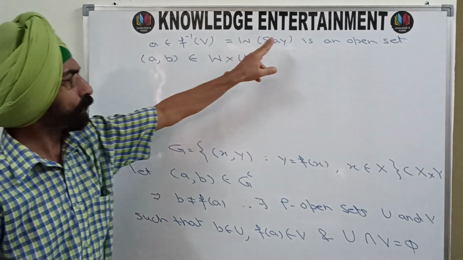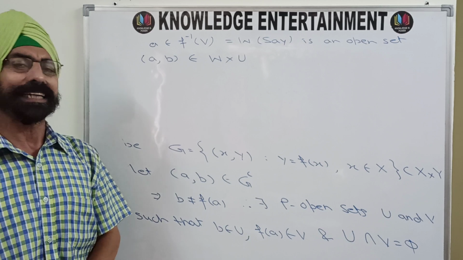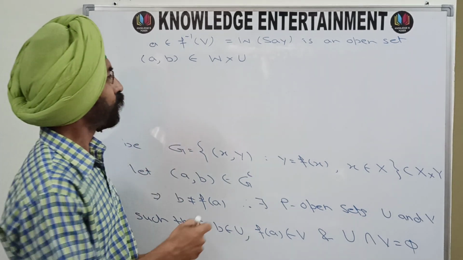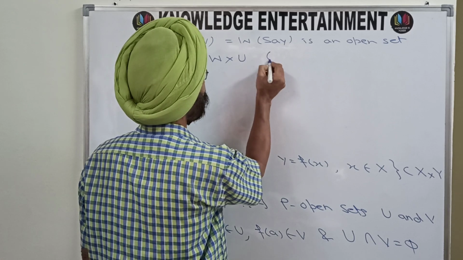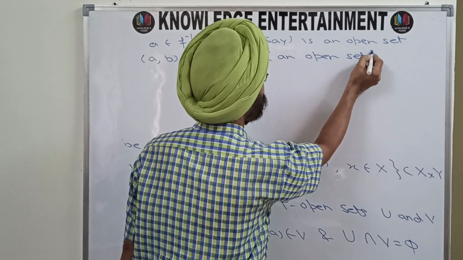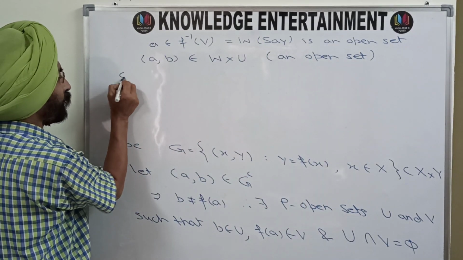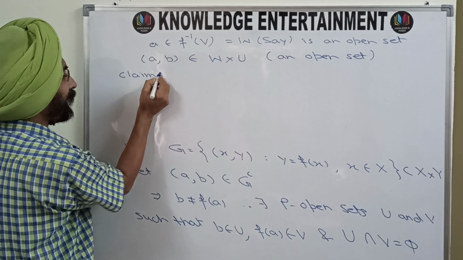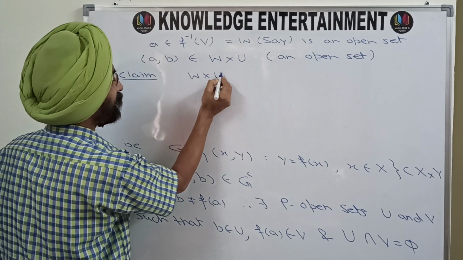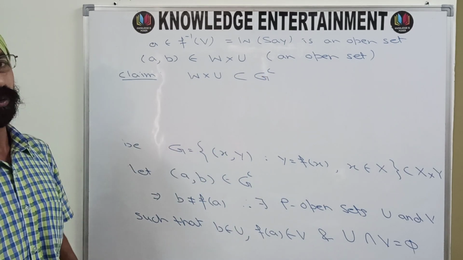Now W is an open set, U is also an open set, and we know that the Cartesian product of two open sets is an open set. So W cross U is an open set, very much clear. Now we will claim one thing. I am claiming that this set W cross U is a subset of G complement. This I'll prove now.